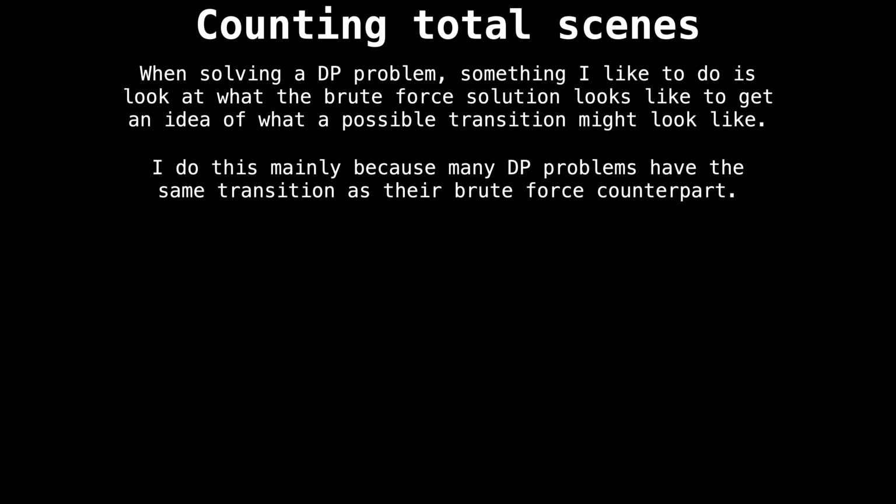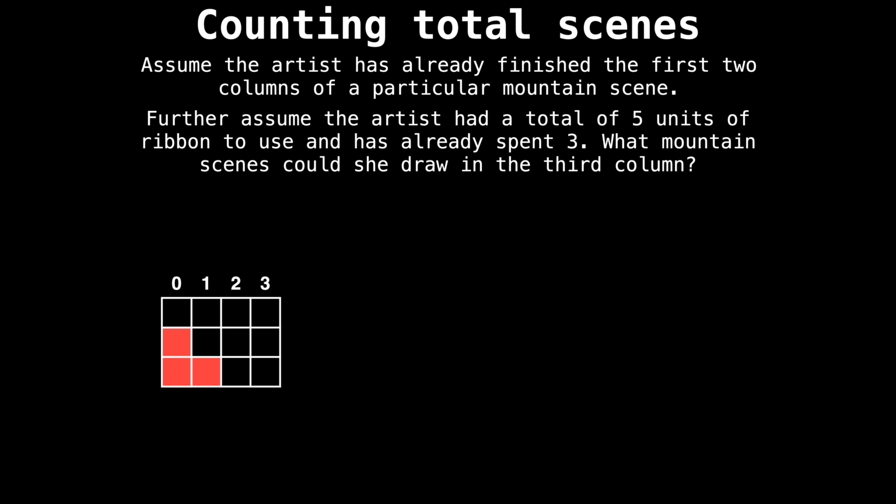One thing I often like to do when solving a dynamic programming problem is to look at what the brute force solution looks like. The recursive implementation of a brute force solution and the optimized dynamic programming solution often share the same transition, which gets you from one state to the next. Here, for example, let's assume the artist is already partially through painting a mountain scene. Suppose she has already laid down 3 units of ribbon up to the second column and that she has 2 more units left to use. What mountain scenes could she draw in the third column?